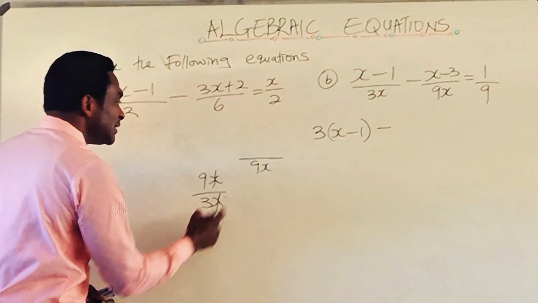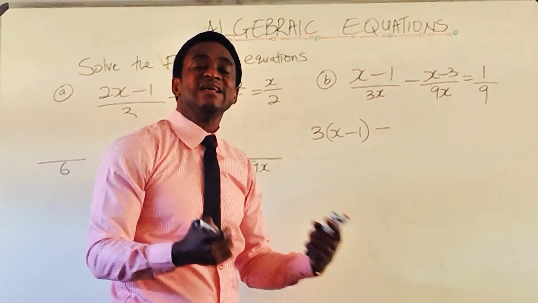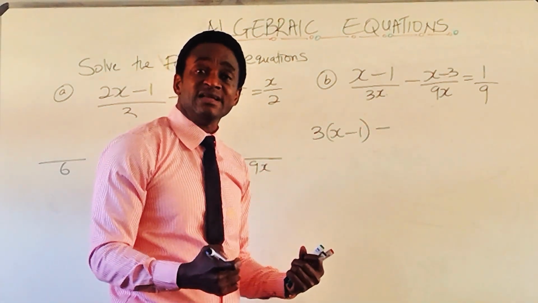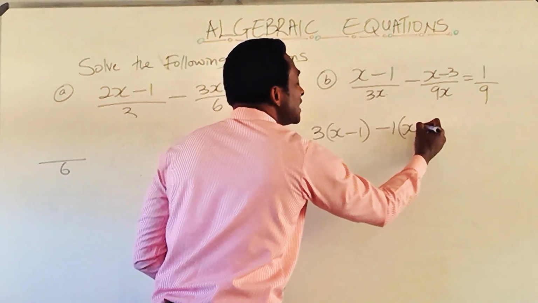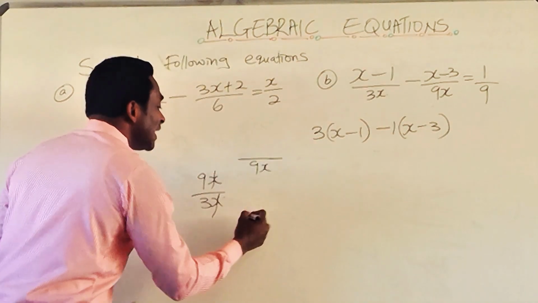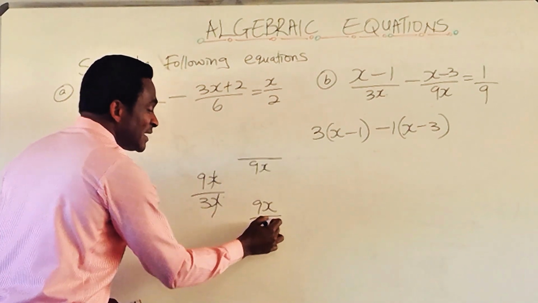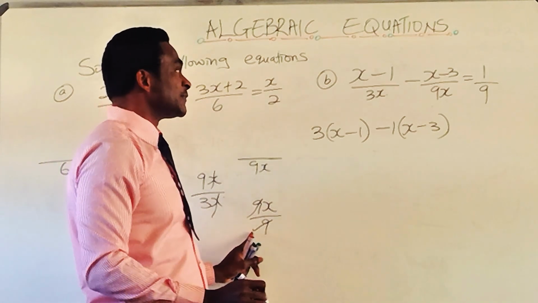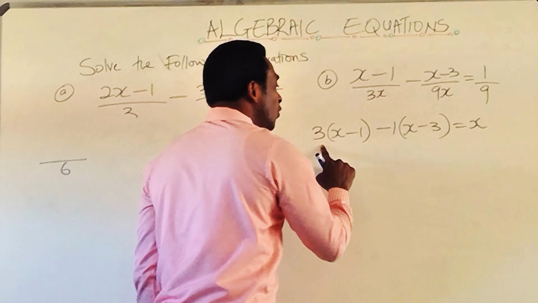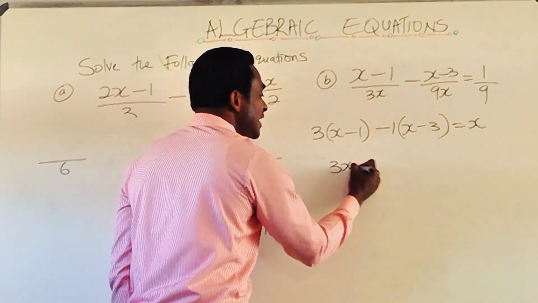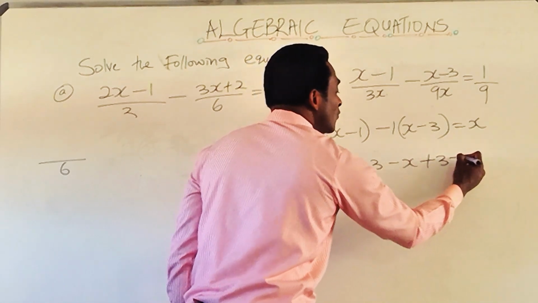Minus. We go again. LCD 9x, denominator 9x. Anything dividing itself gives you a 1. So we have 1 into x minus 3. Then the last one, we have the LCD 9x divided by 9. 9 we cancel out. 9 we have 1. x times 1 is x. So when we simplify this, we have 3x minus 3, and we have negative x plus 3 equals to x.